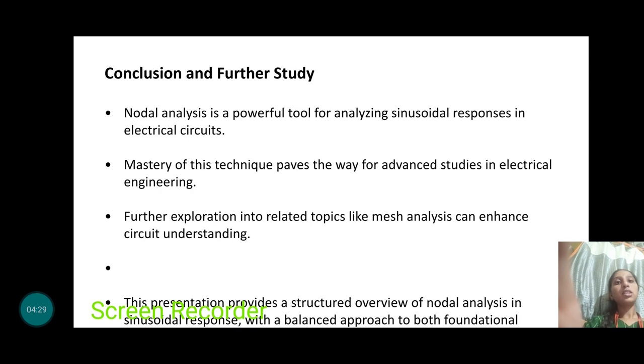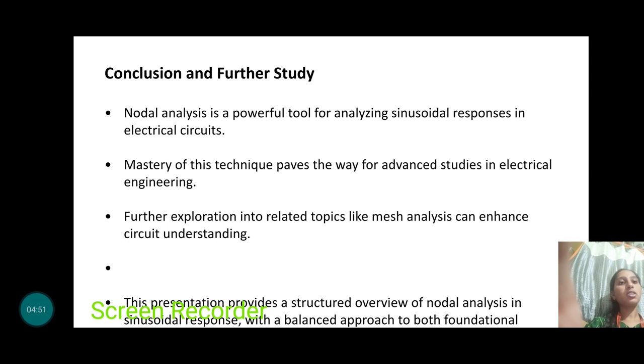Conclusion and further study. Nodal analysis is a powerful tool for analyzing sinusoidal response in electrical circuits. Mastery of this technique paves the way for advanced studies in electrical engineering. Further exploration into related topics like mesh analysis enhances circuit understanding.